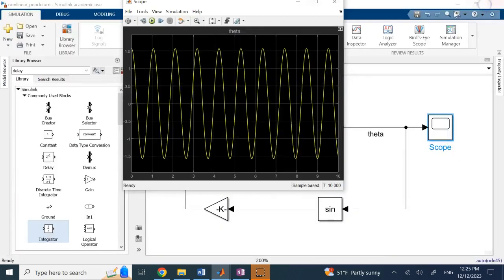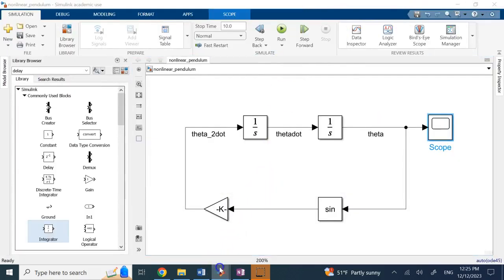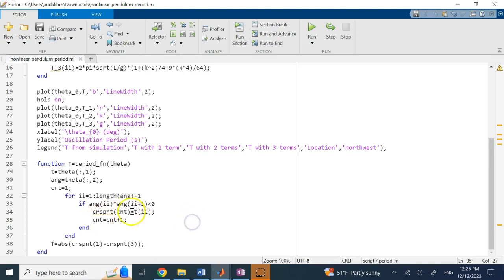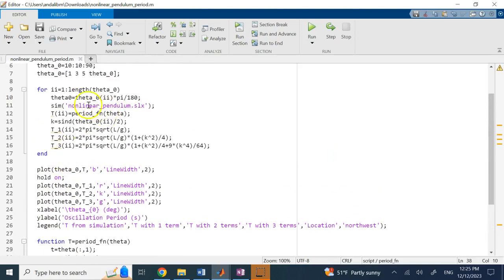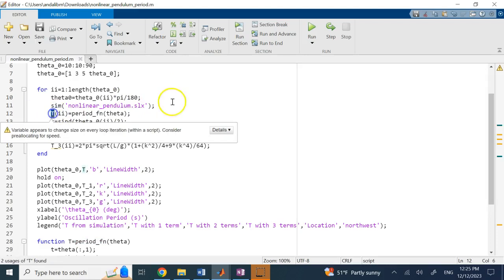So I subtract them and take an absolute value, because I subtracted 1 from 3. If you subtract 3 from 1, you don't need the absolute value. And I return it back to my calling function, and I record it as a relatively accurate estimate of the period through simulation.